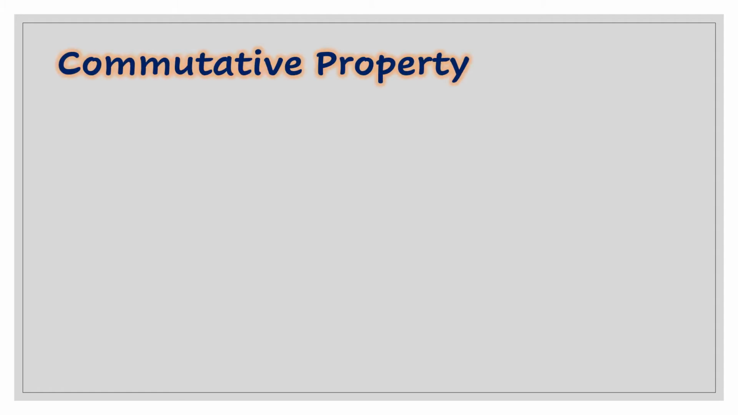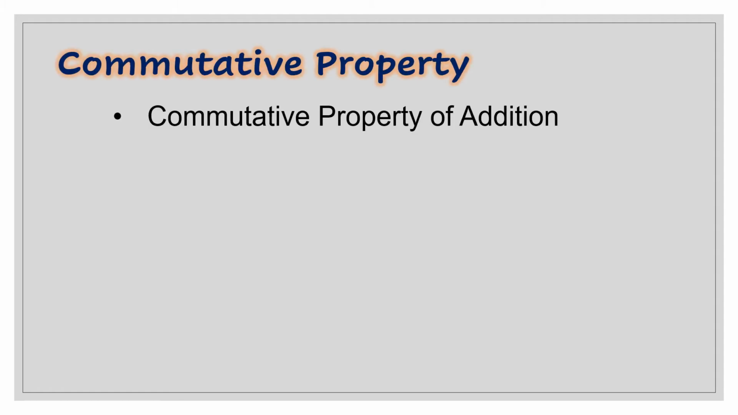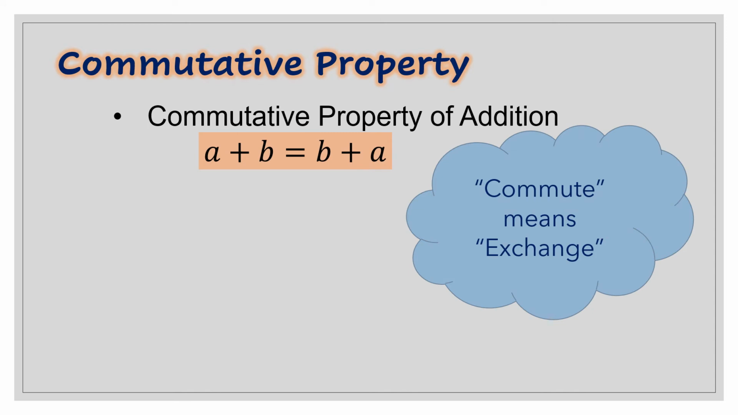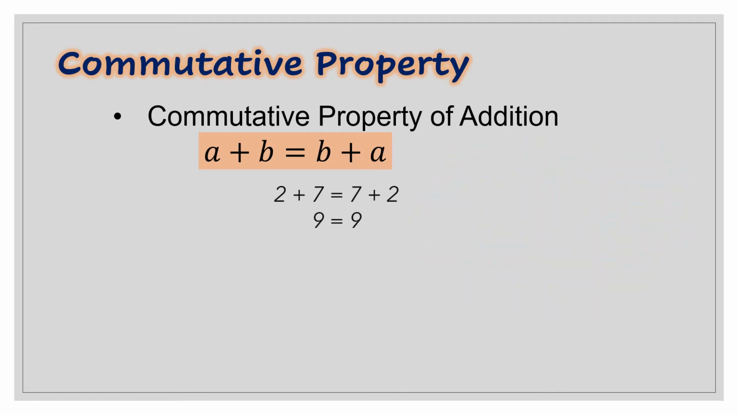We also have commutative property. For commutative property of addition, it says A plus B is equal to B plus A. Basically, commute means exchange. So commutative property means exchanging or interchanging the position of the addends A and B. So kahit na gawin mong B plus A ito, hindi nito maapektuhan ang sum ng ating problem. So let's say you have 2 plus 7, which is 9, gawin mo mang 7 plus 2 ang pagsosolve mo, it will not affect the answer, which is still 9.